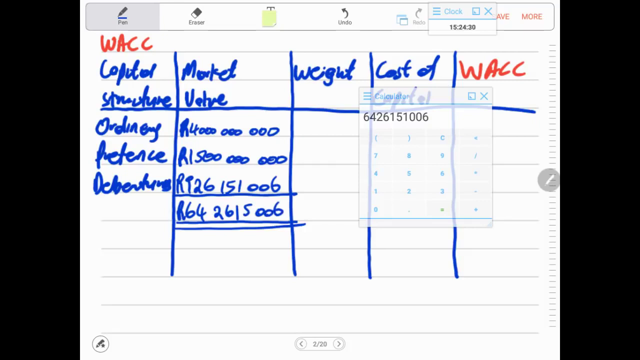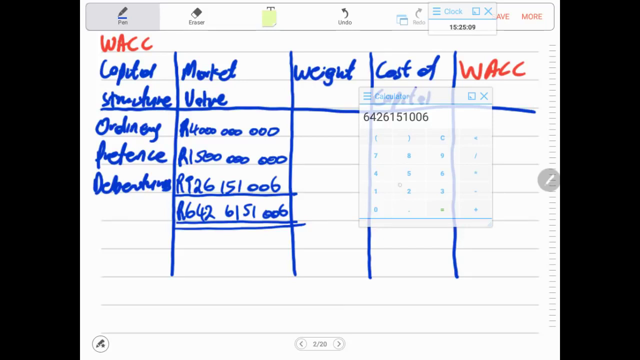5006, 642, 615. Make sure that's 642 615. 1006. So there's a 1 there. 1006. Then now total is our total as it appears.